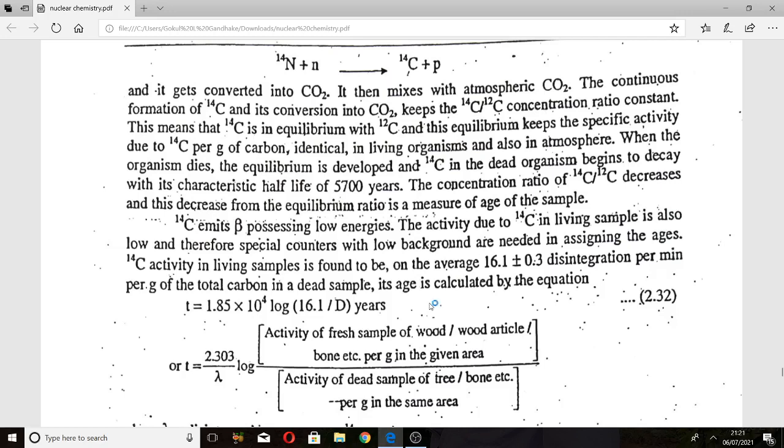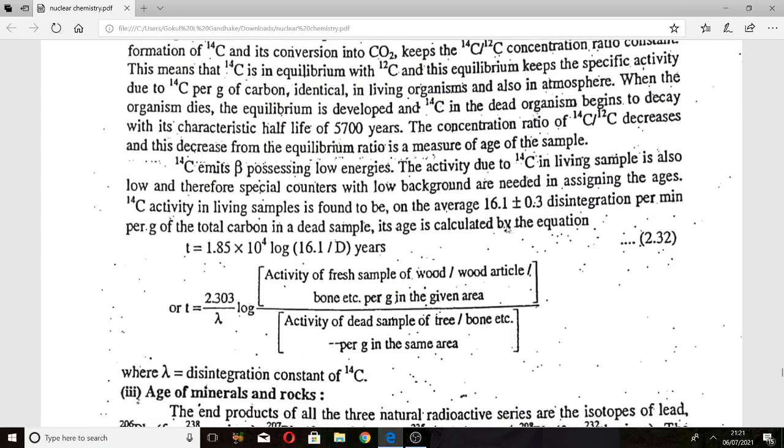Here the carbon-14 activity in a living sample is found to be, on average, 16.1 plus or minus 0.3 disintegrations per minute per gram of total carbon, compared with that in a dead sample. So its age will be calculated using the equation t equals 1.85 times 10 raised to 4 times log of 16.1 divided by D, in years.